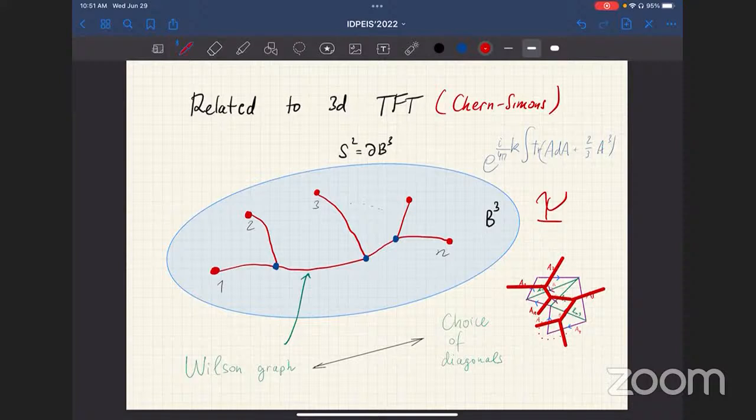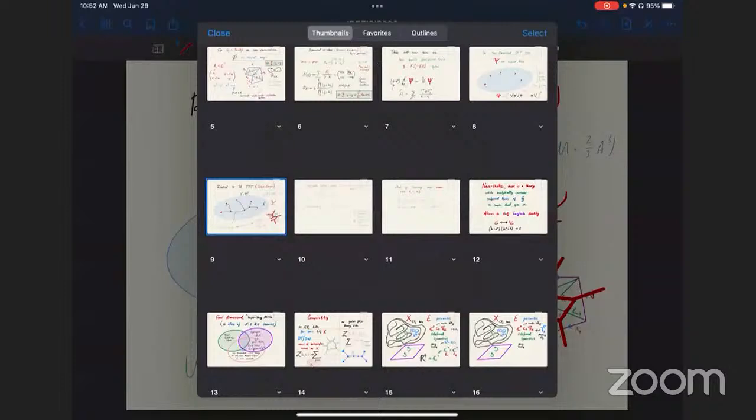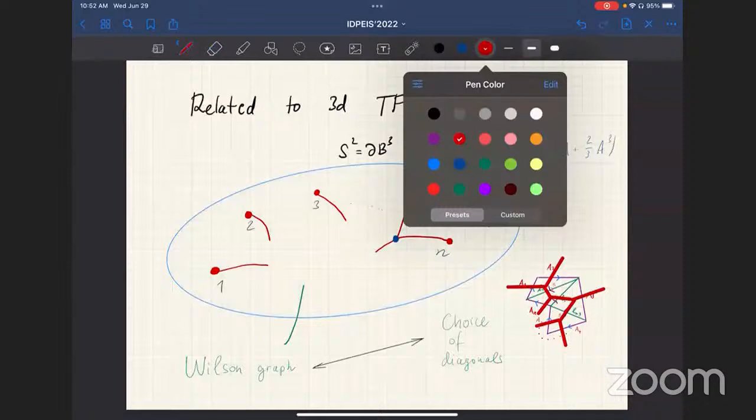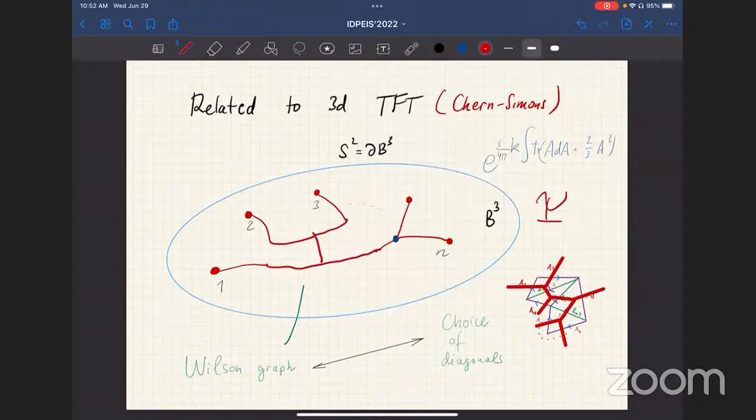So I note in passing that the choice of this Wilson graph is not unique. Instead of this graph, I could have drawn something like that. It's also a perfectly well-defined observable in Chern-Simons theory. Of course, you will have a different labeling of the internal edges. And so these different choices correspond to different choices of diagonals and different choices of coordinate systems on my moduli space.